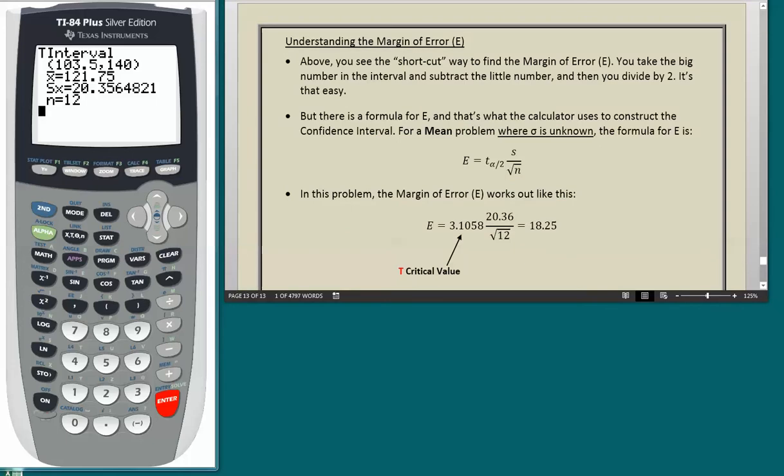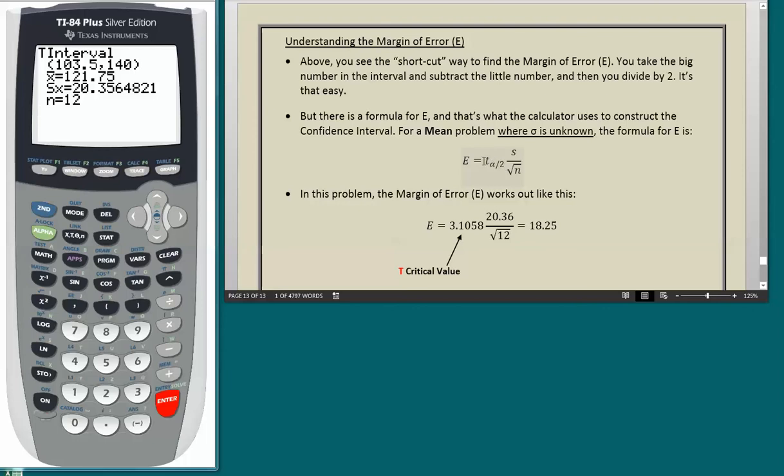So let's talk about the academic way to find the margin of error, which you may have to do sometimes. Above, we saw the shortcut way to find the margin of error, but now let's take a look at the formula. In this case, where we do not know sigma, the formula for the margin of error is this: t alpha over 2. T alpha over 2 is the critical value.